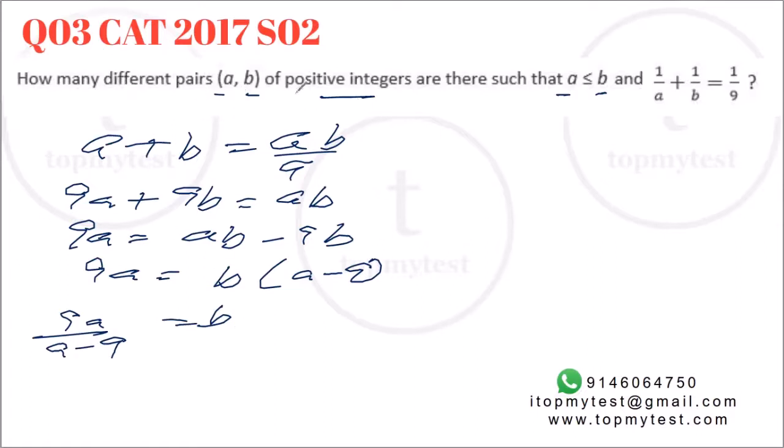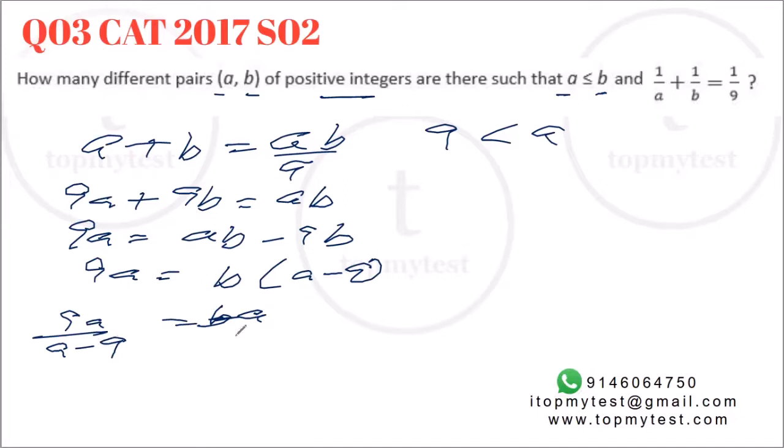Now we know a has to be a positive integer. So we know this is a minus 9. If a goes below 9, then b will become a negative integer. So we know a has to be greater than 9. It cannot even be equal to 9. What will be the upper bound on a? The upper bound will be when a is equal to b. Beyond a point, a will start rising so much that it will become bigger than b. So if I put a equal to b here, you'll find the upper bound.